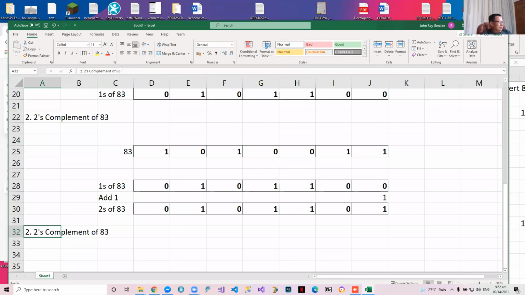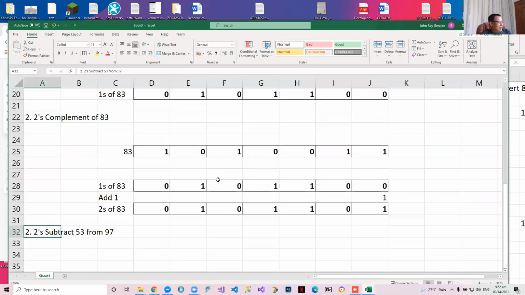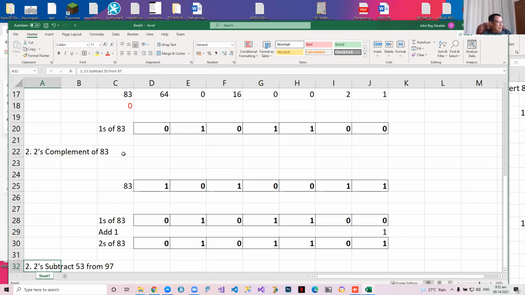This is subtract 53 from 97. Now, we are not going to subtract it by decimal. We are going to subtract it using binary numbers. Okay. We are not in grade 1 here where we subtract by decimal. If this is decimal, this is very easy. Okay. Do you follow? So we'll have 97. Just copy this.